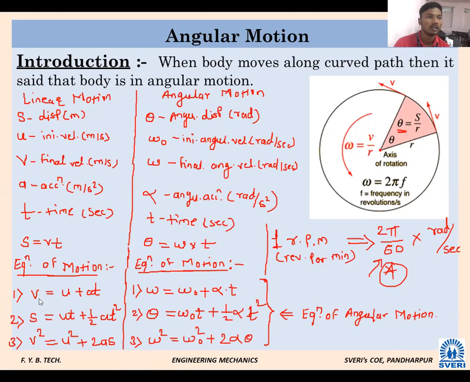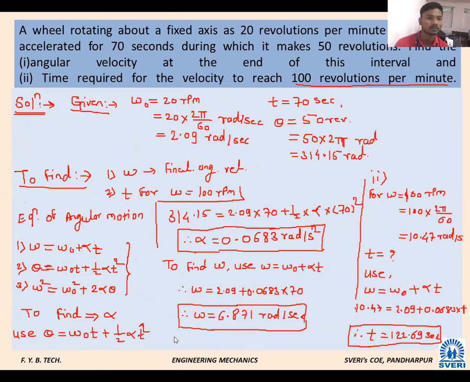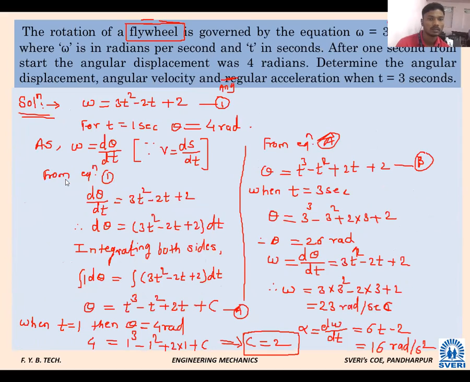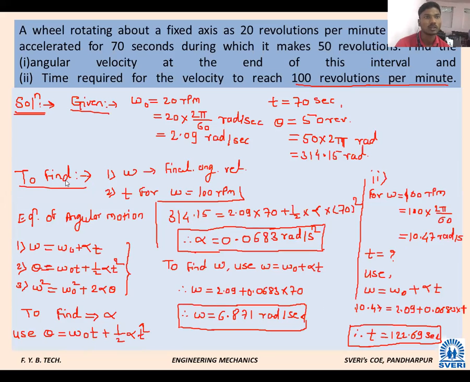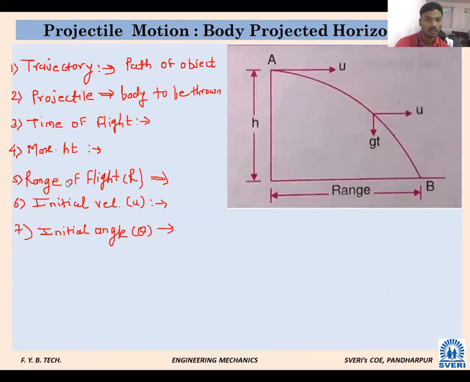It is very simple. By just comparison, you can remember. Directly, it may not be possible to remember, but by comparison, you can remember this. So this we have seen, and problems we have solved. Thereafter, we have solved the problems. I think it is there with you right now. After that, we started projectile motion, and we discussed what is projectile motion.